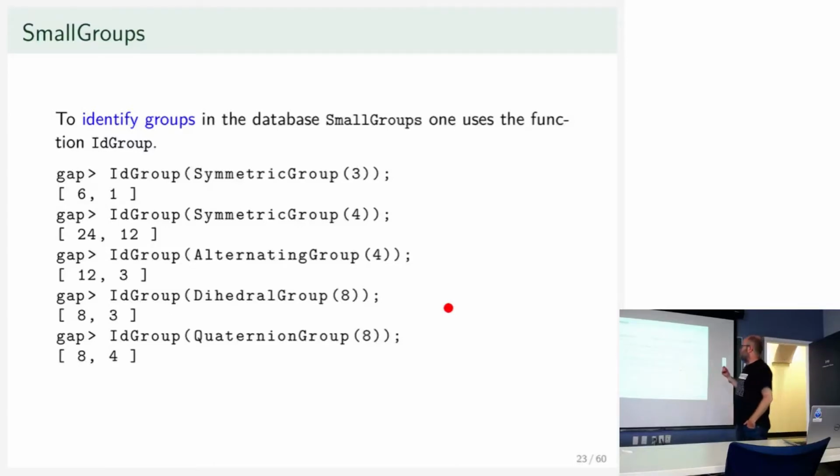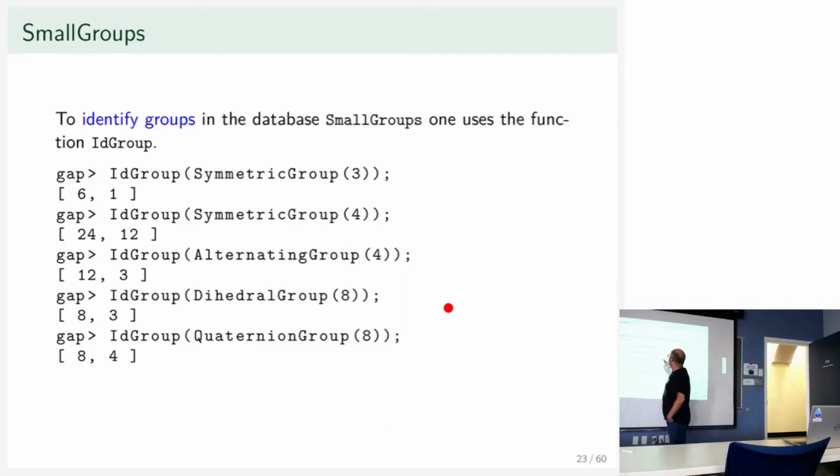And since you have a library with a lot of groups, you have a way of identifying your group with groups in the library. And this is an invariant. The function is IdGroup. If you apply IdGroup to some group, what do you get? For example, if you apply IdGroup to the symmetric group, this is what you get, 6, 1, which means that your group is the first group appearing in the list containing groups of order 6.